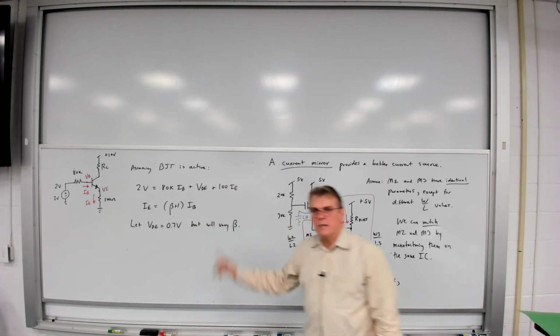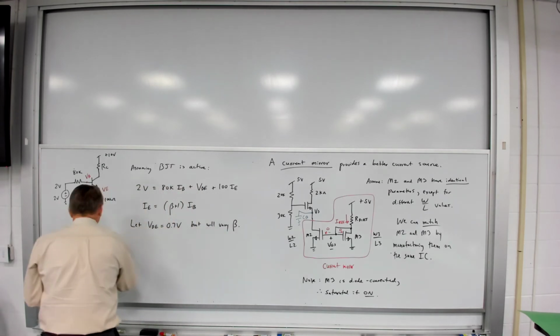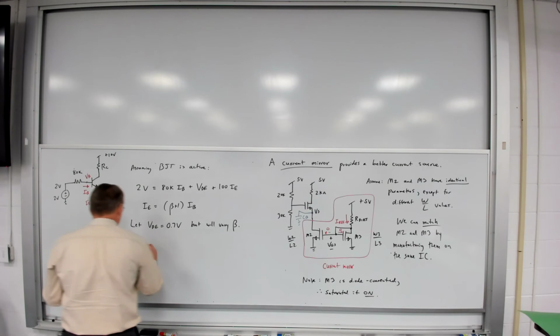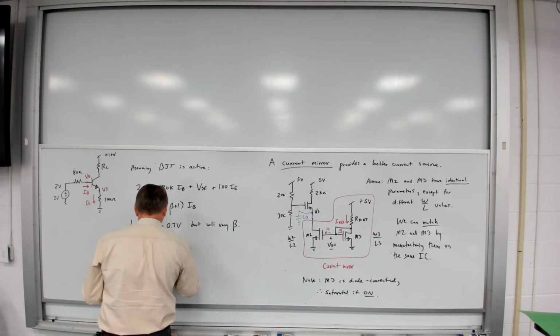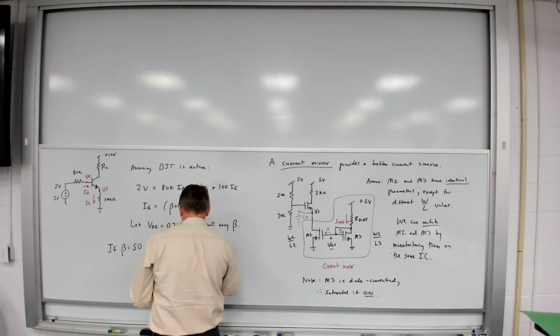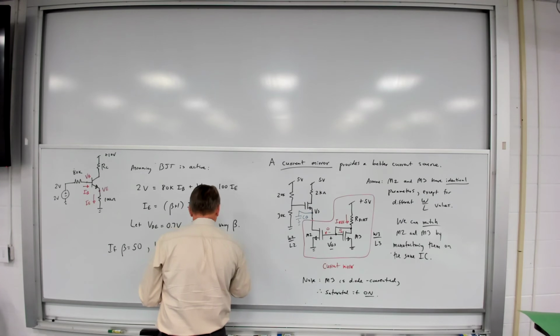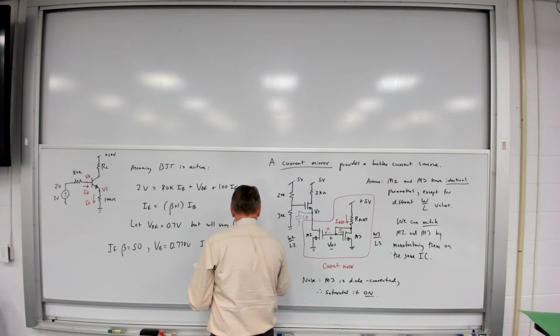So in this case, let's go ahead and look at our different values. If beta is equal to 50, then VB will be equal to 0.778 volts. IB is equal to 15.3 microamps. And IE is equal to 779 microamps.